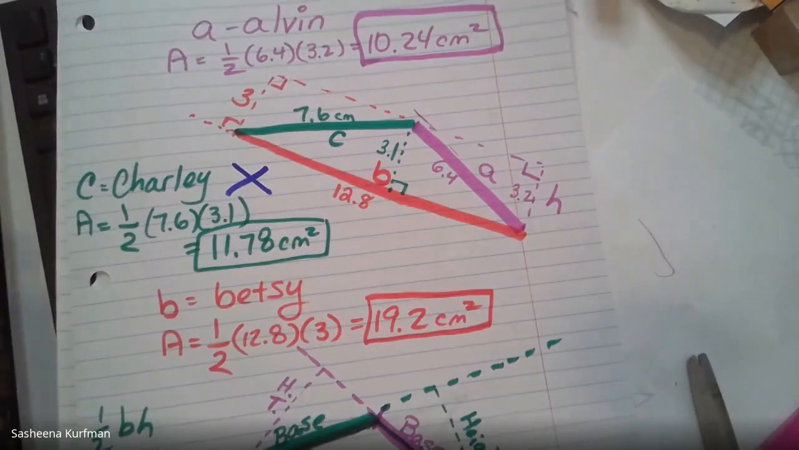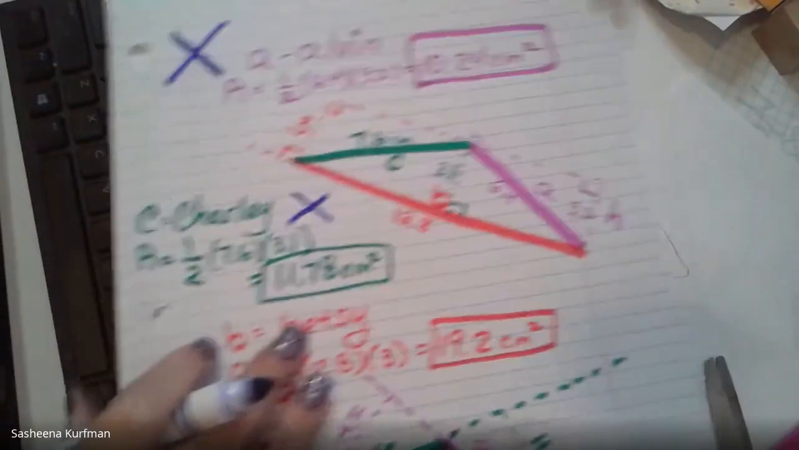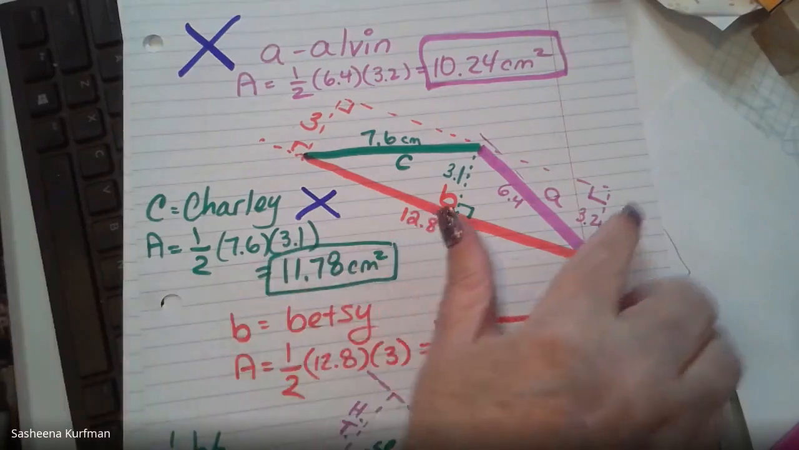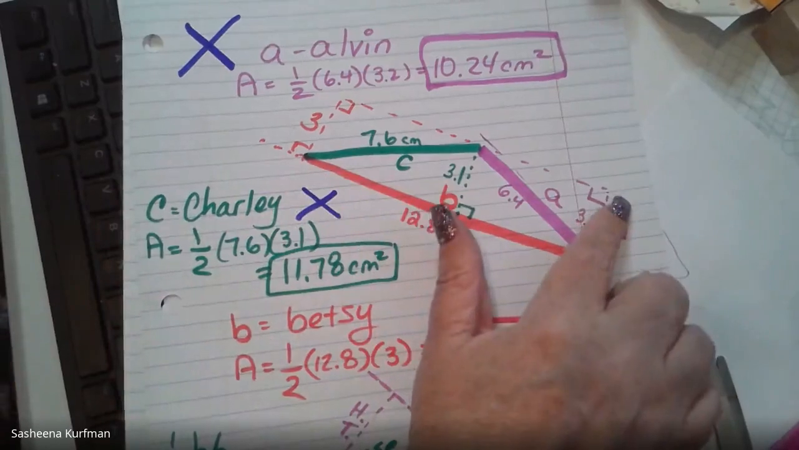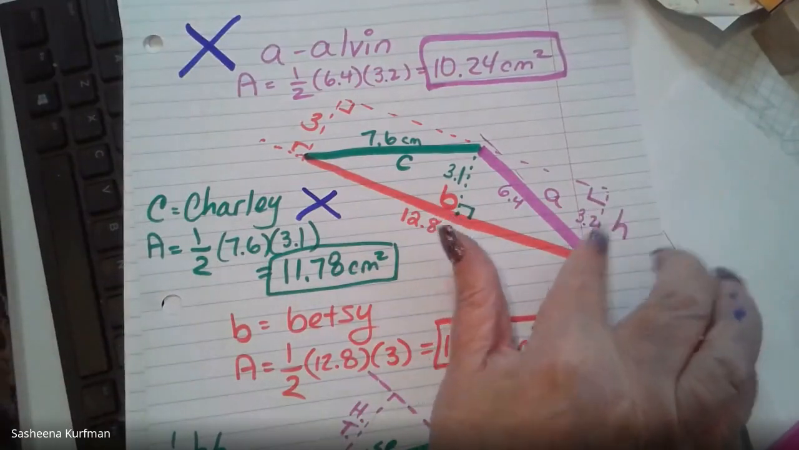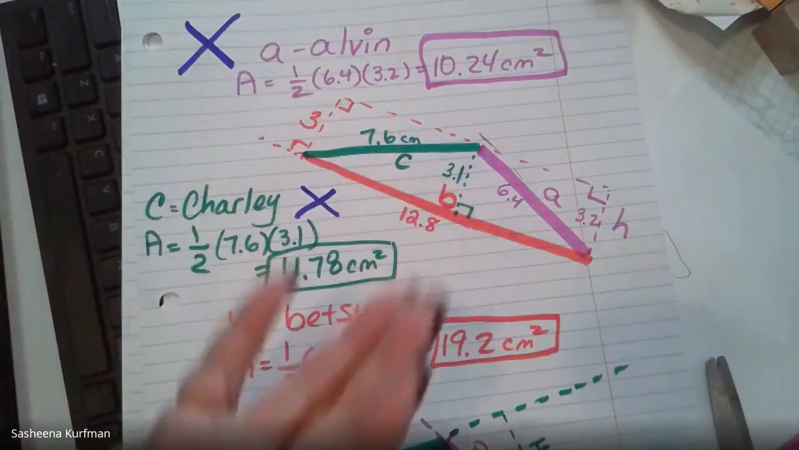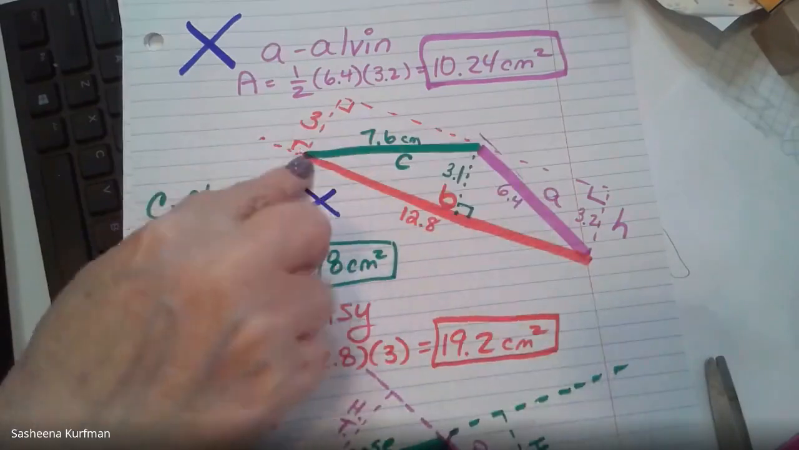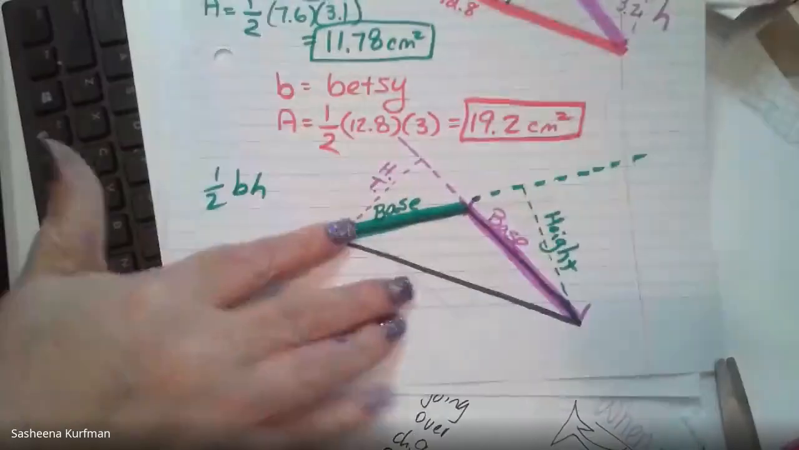So Alvin has made a mistake. Maybe they all three did, we'll see. But we know Alvin's mistake is putting a box around the triangle and assuming that this is a good enough height for this base, not finding the distance from this purple line to this corner, and it has to be one that forms a right angle like this diagram does down here.